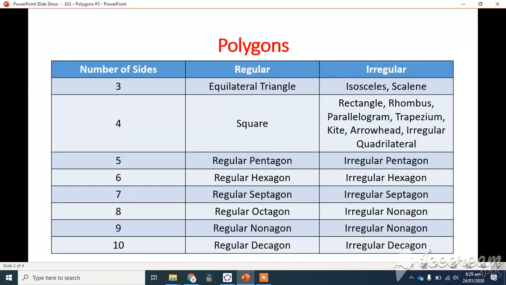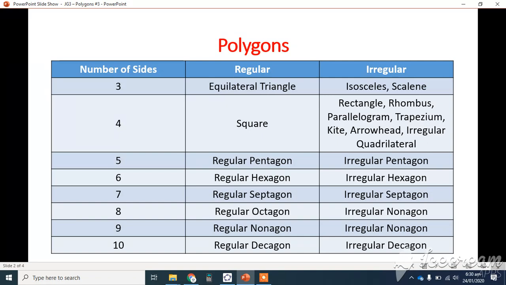Right, so far I hope you've mastered this table. If you haven't, please take it away from here, write it down and memorize it until these names are starting to sink in. We basically have three-sided shapes called triangles, four-sided shapes are called quadrilaterals, five-sided shapes are called pentagons, six-sided shapes are called hexagons, and so on.